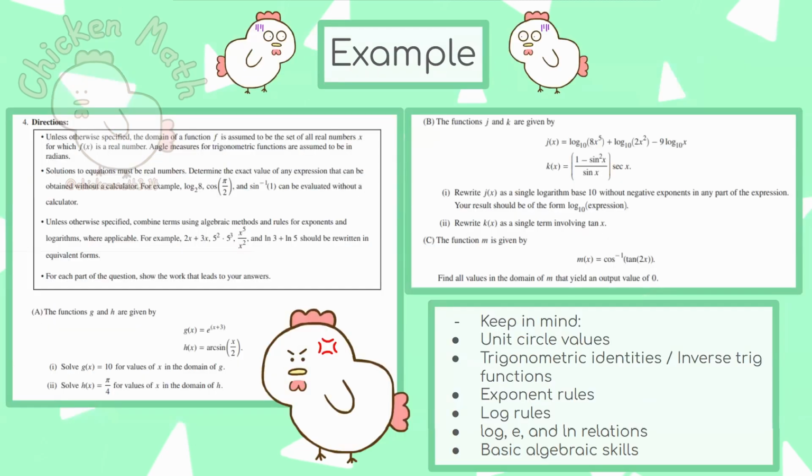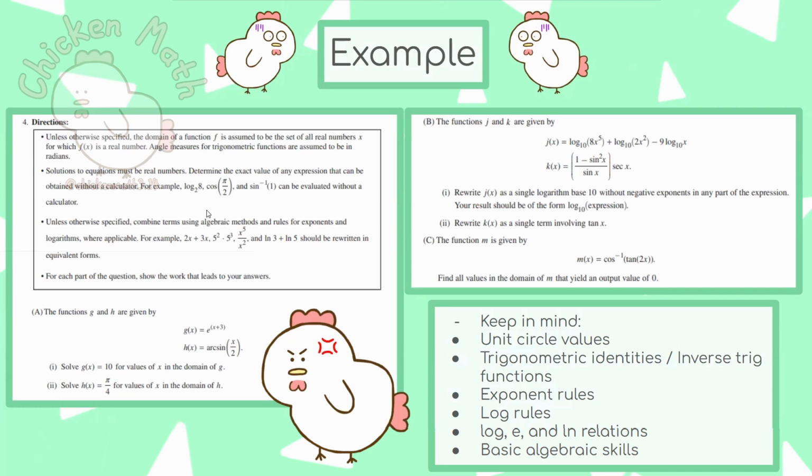All right, so this is the example we're going to be going over today. You guys can pause and try solving it on your own, or pause and just look over it and make sure everything makes sense. For FRQ type 4 questions, a lot of times you're going to need these concepts: unit circle values, trig identities, and inverse trig functions, exponent rules, log rules, and then the relations between log, e, and ln, and just your basic algebraic skills.